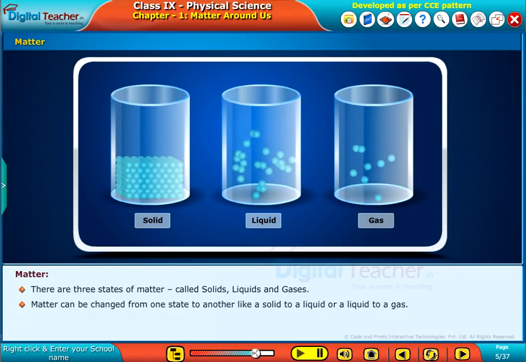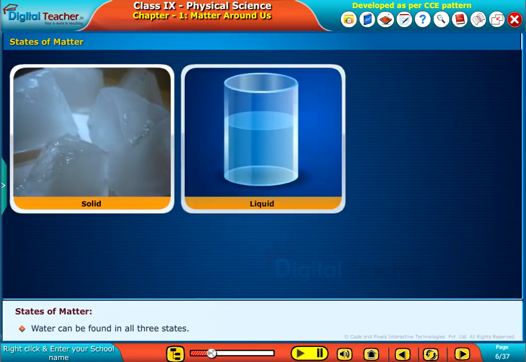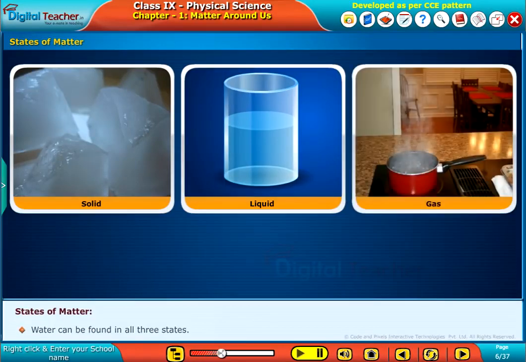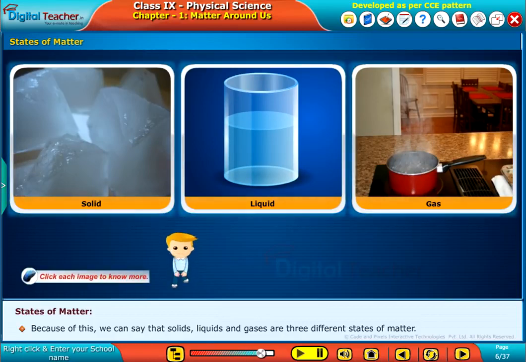Matter can be changed from one state to another like a solid to a liquid or a liquid to a gas. Let us learn more about the states of matter taking water as an example. States of matter. Water can be found in all three states. Because of this, we can say that solids, liquids and gases are three different states of matter. Click each image to learn more.